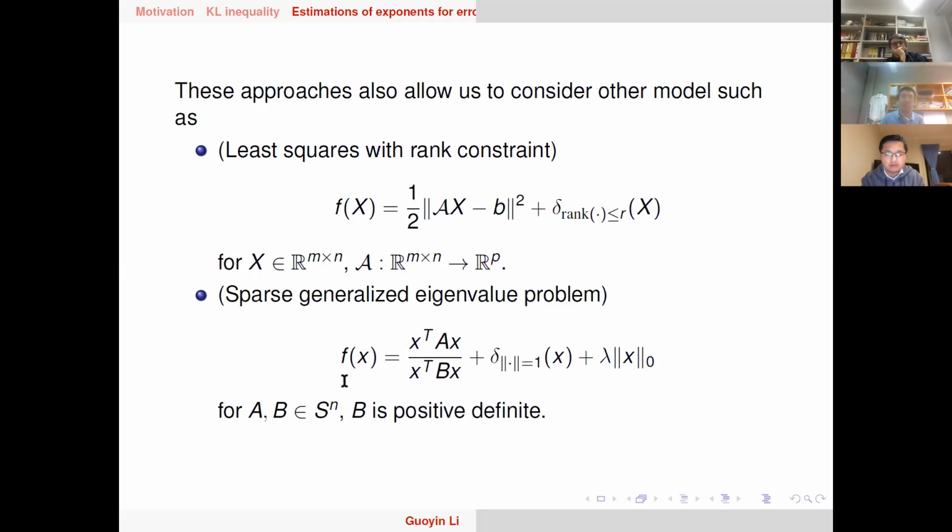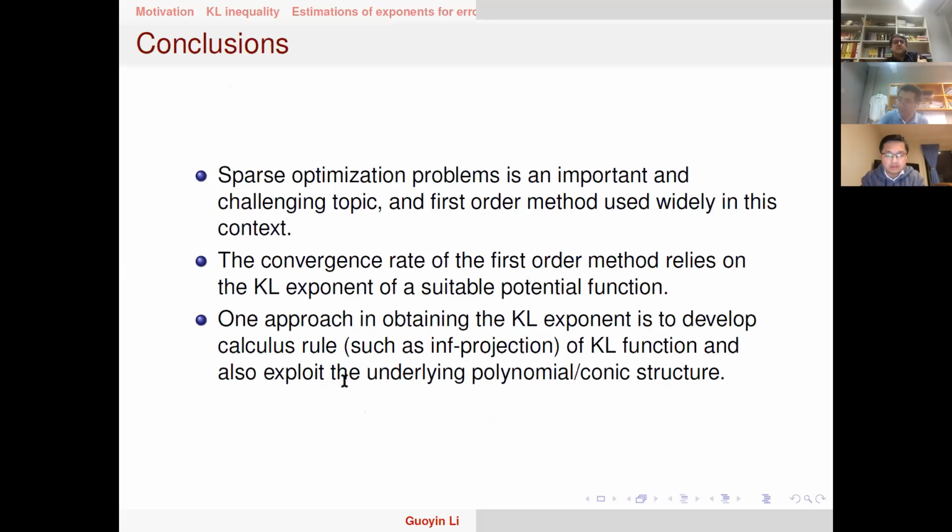Okay, so now I think I can conclude. I'm trying to convince you that the structured optimization problem, like the sparse optimization problem, is an important and challenging topic. First order methods are widely used in this context. And the convergence rate really hinges on either the error bound exponent or the KL exponent of a suitable potential function. One approach to obtaining this kind of exponent is to develop calculus rules, like the inf-projection rule we mentioned here, so that you can lift it up, or you can exploit the underlying polynomial or conic structure.